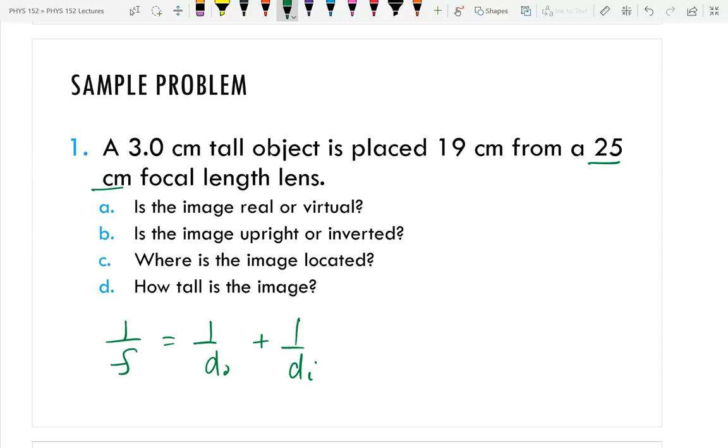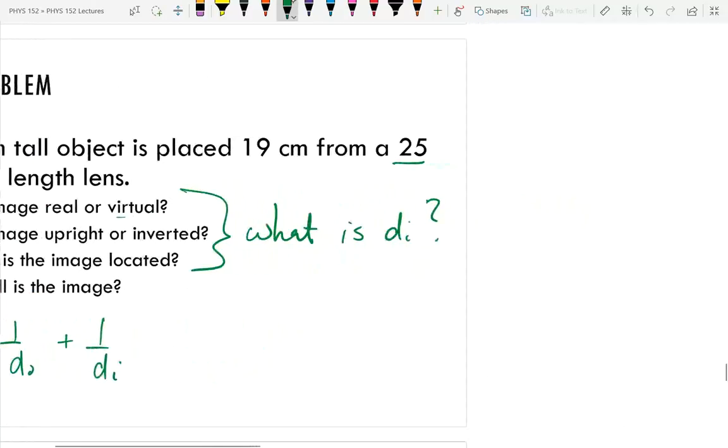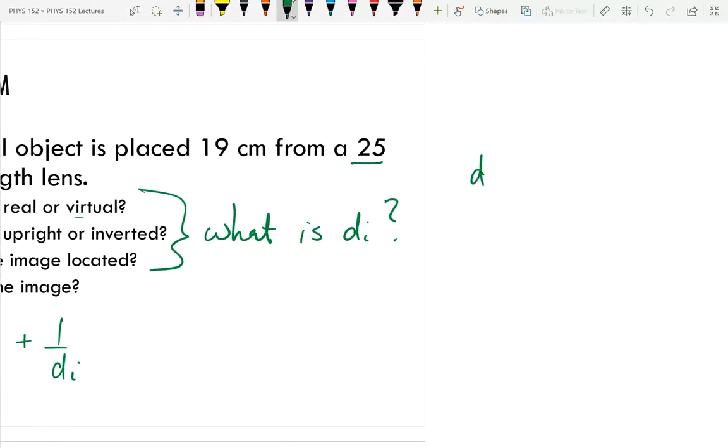So I wanted to find a bunch of things. Is the image real or virtual? Is it upright or inverted? Where is it located? All three of these are answered with one calculation. What is distance image? Okay. Let's say distance image is positive.